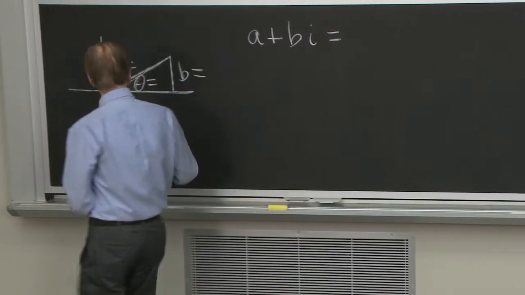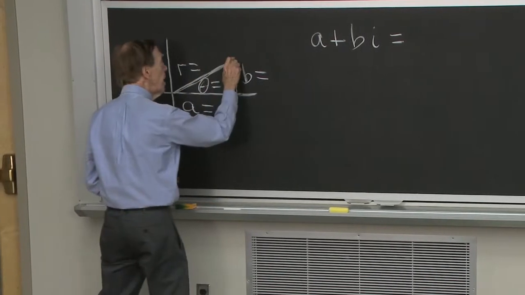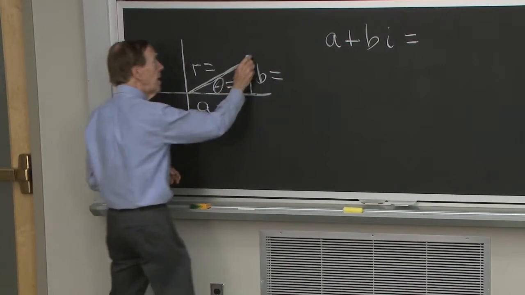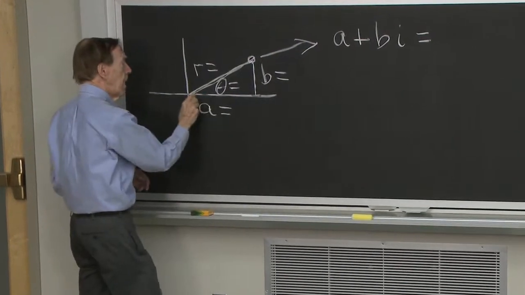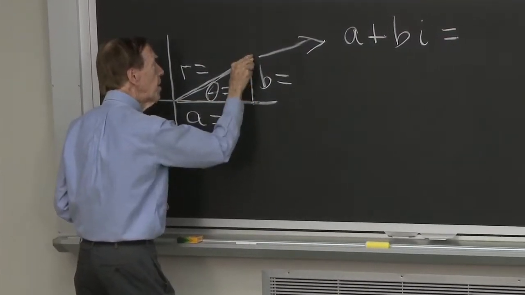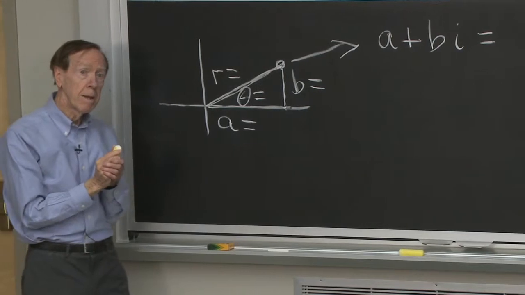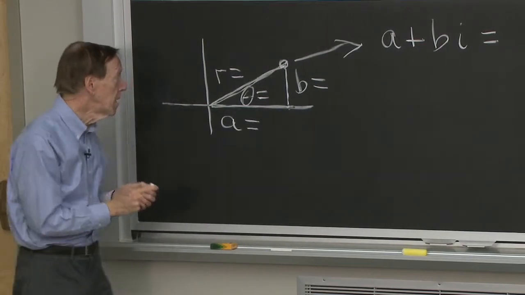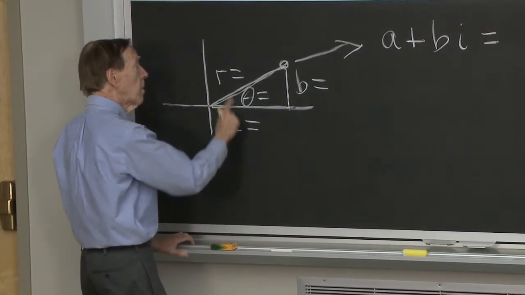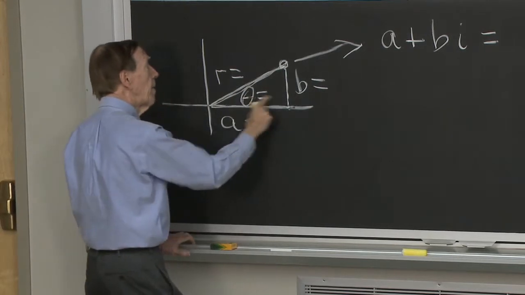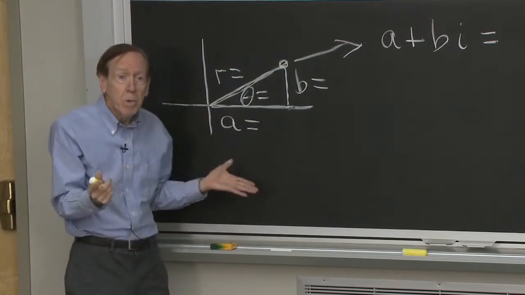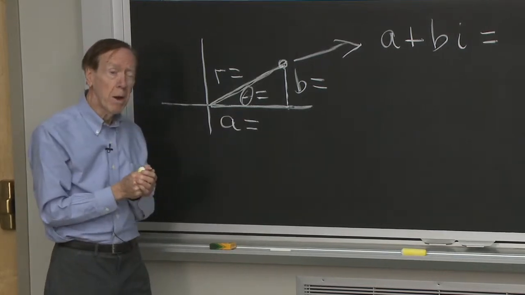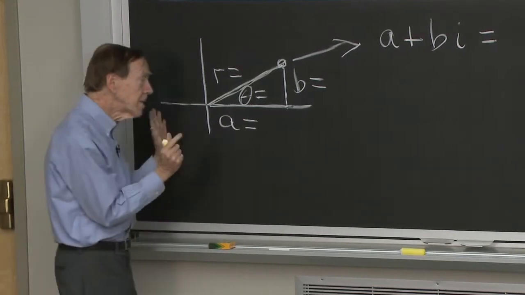So r, then, in this right triangle, here's my a plus bi. I go real part a, imaginary part b. Those are the rectangular coordinates. And now I want the polar coordinates, what r and theta, and I want to connect those. Well, I've got a triangle here, a right triangle. So it's just trig.